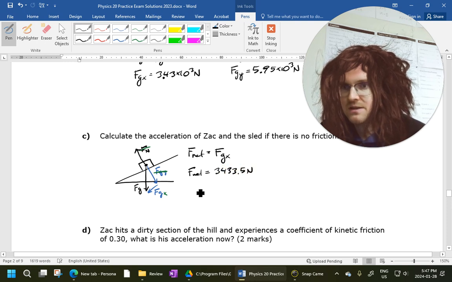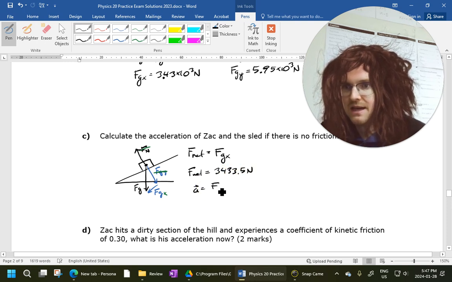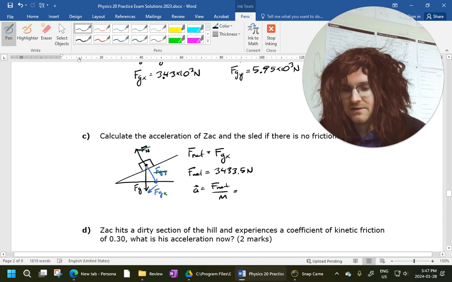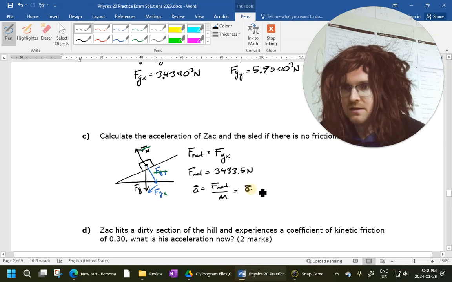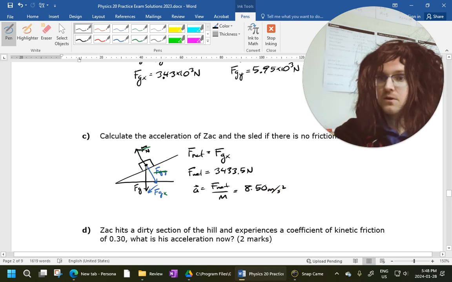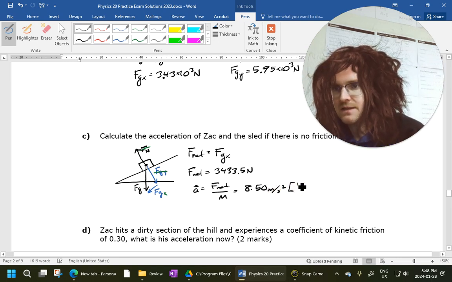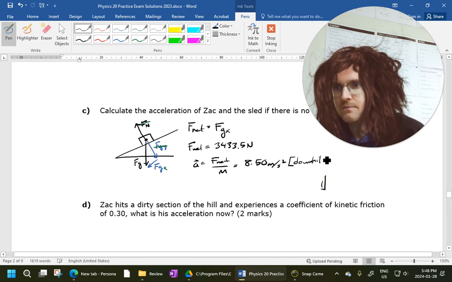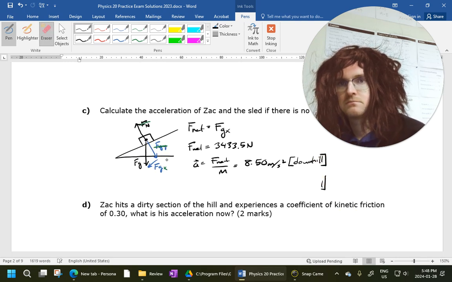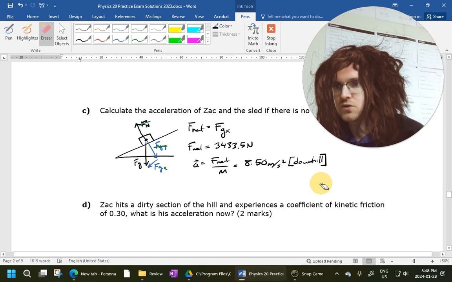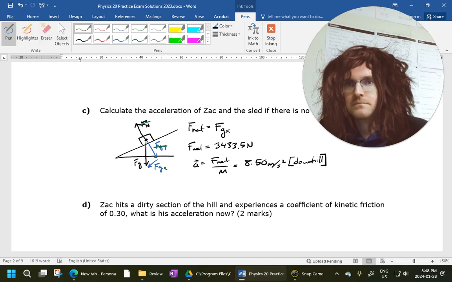3,003.5 newtons. Remember, your acceleration is going to be F net divided by mass. So I take my F net there and divide it by the 700, and we get 8.50 meters per second squared. Cool. And it has a direction, downhill. Downhill. Kind of awkward. Okay. Next one.